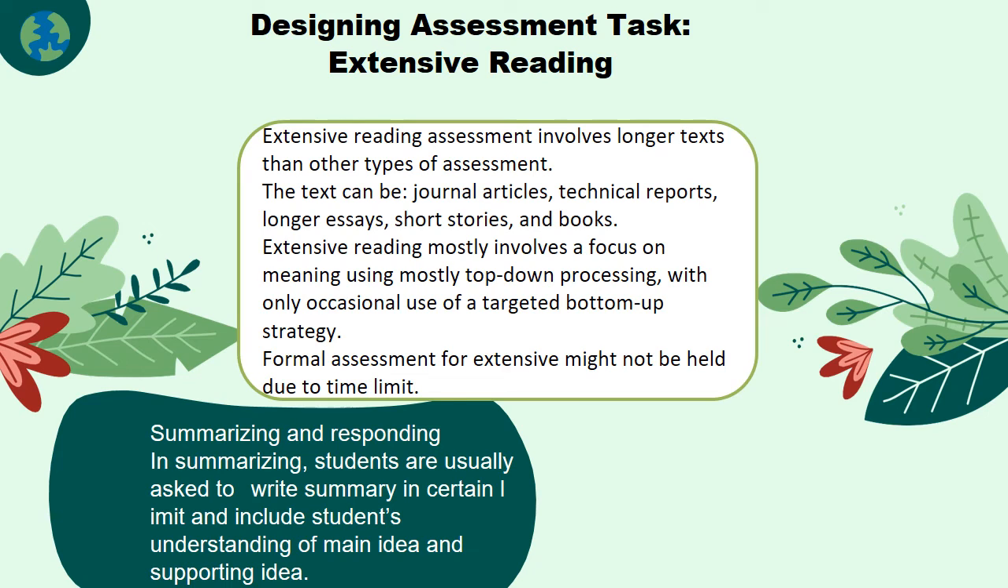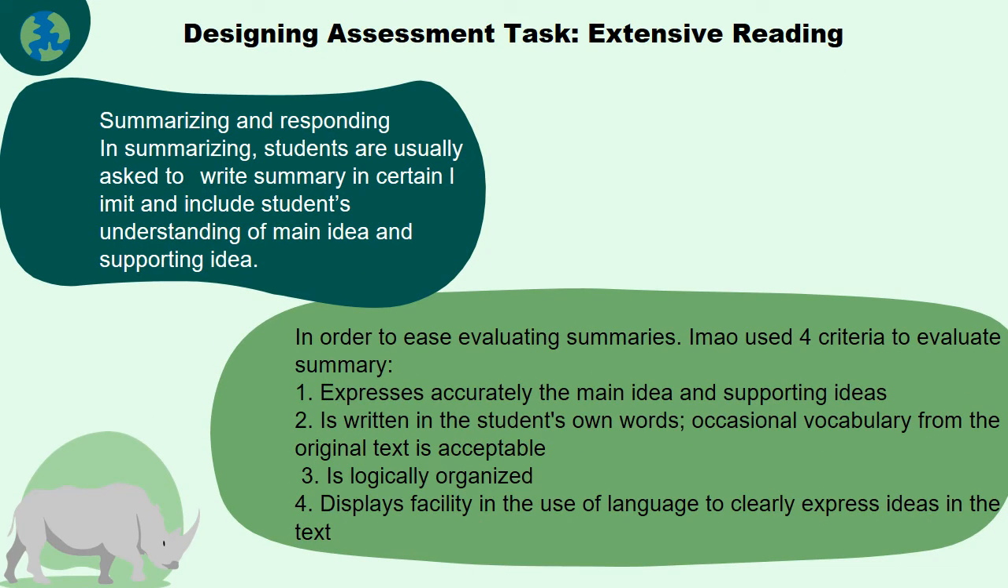The first type of extensive reading is the summarizing and responding assessment. In summarizing, students are asked to write a summary within a certain limit and include their understanding of the main idea and supporting ideas. So this type of assessment is focused on understanding the main idea and supporting ideas. So how does a teacher evaluate or score the quality of the summary? Emil used criteria to evaluate a summary, which are to express accurately the main idea and supporting ideas.